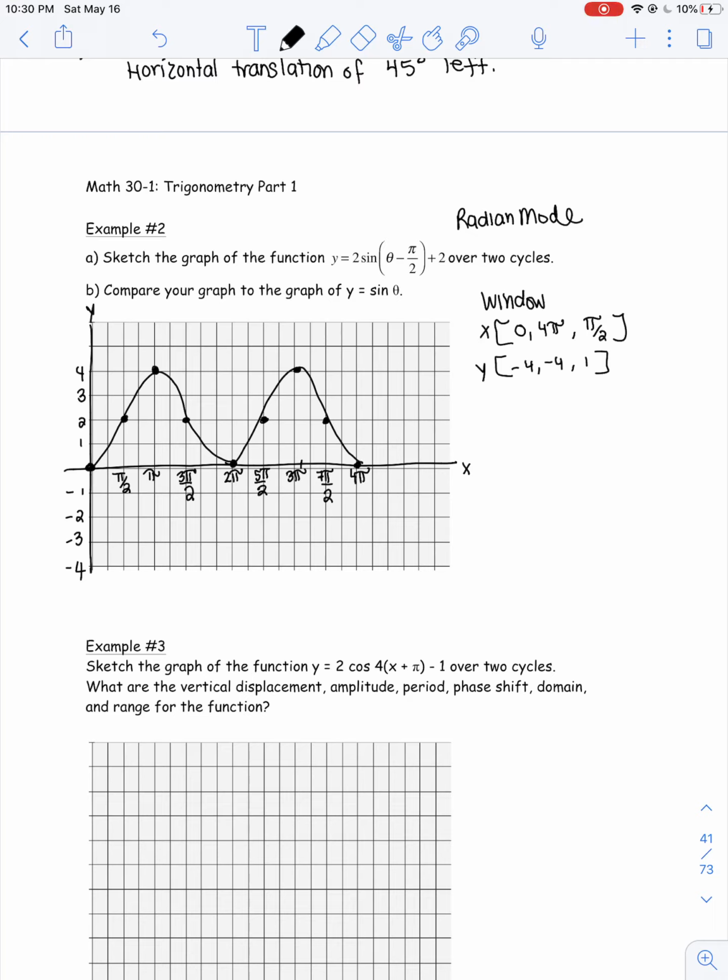So what they want us to do is compare this graph to y equals sine of theta. So I'm going to draw sine of theta here. So I'm going to do that in red. So we know that sine of theta always starts from the origin as well.